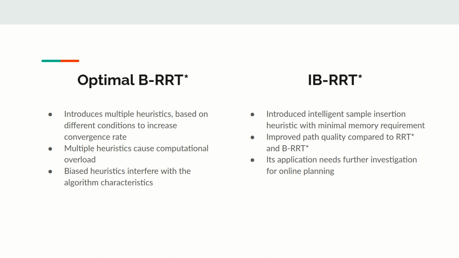Also, biased heuristics interfere with the algorithm characteristics. IBRRT star introduces an intelligent sample insertion heuristic with minimal memory requirement. It improves path quality compared to RRT star and BRRT star, but its application needs further investigation for online planning.